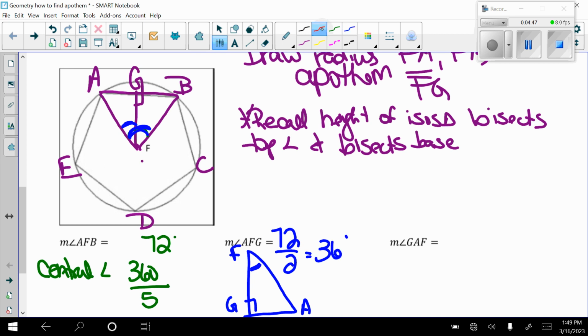And now finally, we want the measure of angle GAF, so this angle over here in our triangle. These two together had to be 90 since this one was 90. So to find this, it's 90 minus 36.